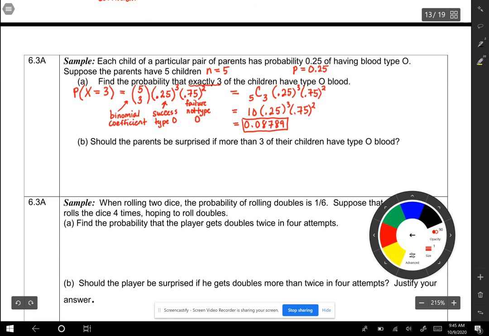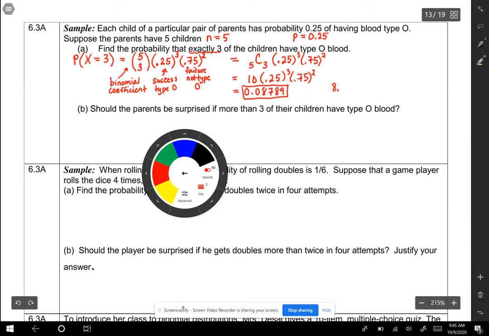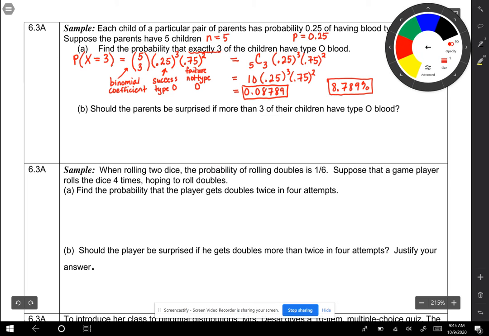You're less likely to make a mistake. If you were to turn it into a percent, just remember to move the decimal point over 2 places. A lot of times students mess up because they can't read their own decimal point in the original problem. So just be very careful. So there is a 8.789% probability that exactly 3 of the children will have type O blood, right?